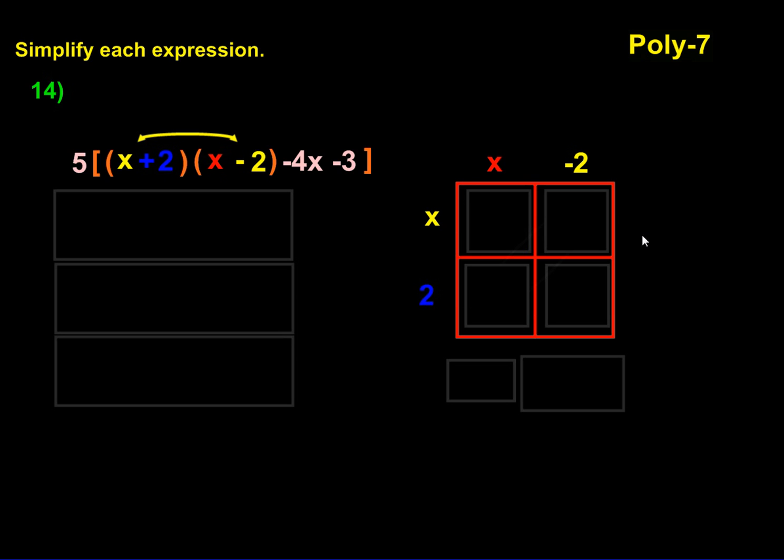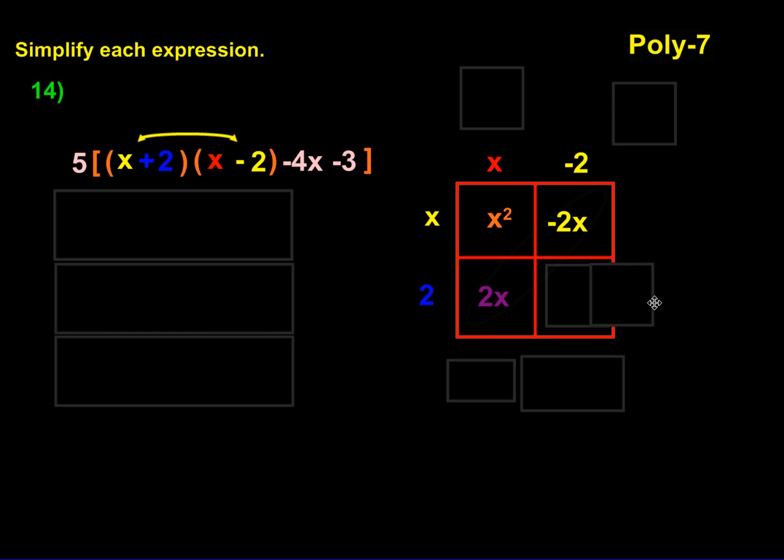So I set up my box, I took the first binomial, put it on the left, put the second binomial on the top, making sure to bring the negative sign with the 2, and now I can go ahead and multiply these. So I have x times x, which is going to be x squared. I have x times -2, which is going to be -2x. I have 2 times x, which is going to be 2x, and 2 times -2, which is -4.